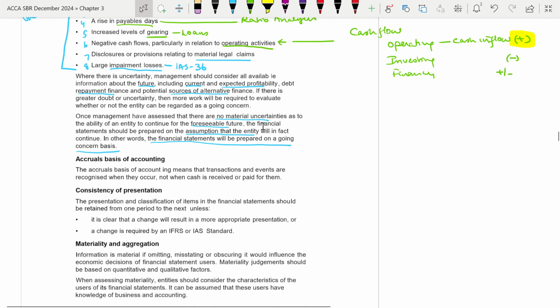Read this one, this is also important. Slowly and steady. Accrual basis means transactions are recorded when they occur, not when the cash is paid. What are the examples of accrual basis? Can you tell me? Anyone?